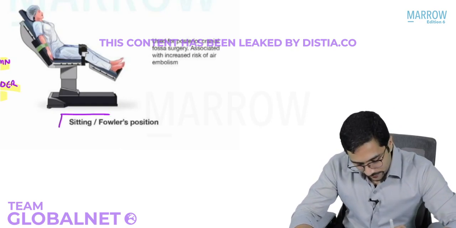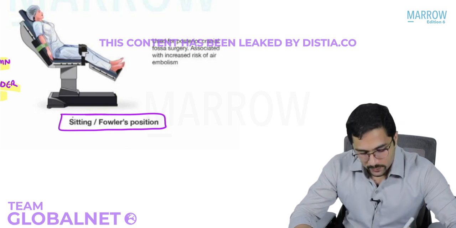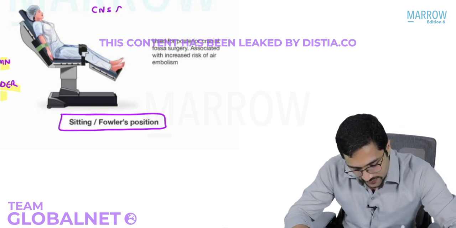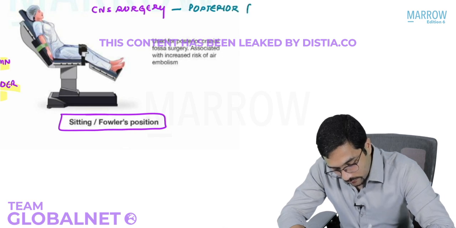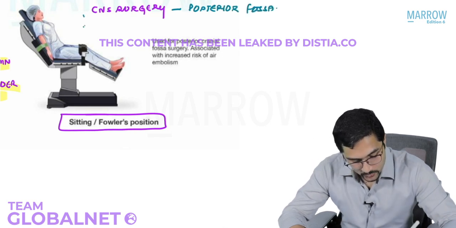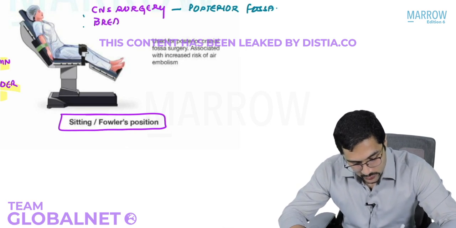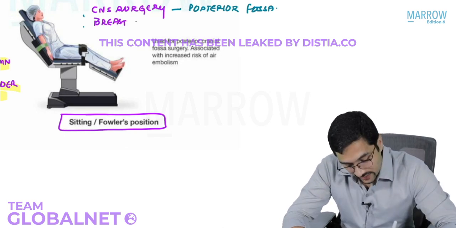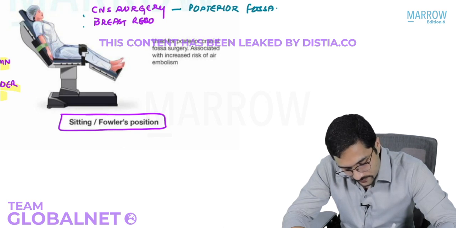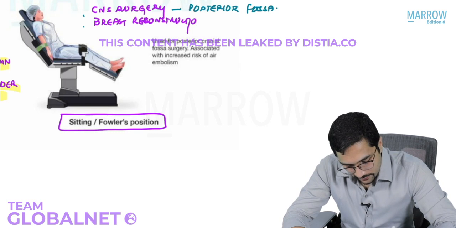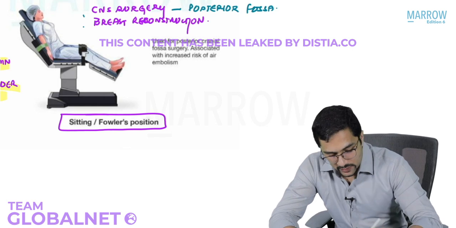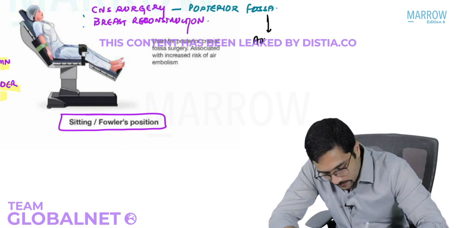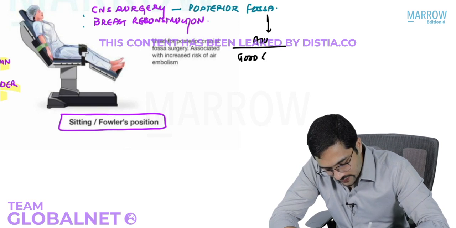Now, this is the sitting or the Fowler's position, and this position is best for CNS surgery. And which CNS area? This is good for posterior fossa because it gives us good exposure. Some people like to use this for breast reconstruction as well, to see how the breasts are looking after reconstruction. Now, the advantage of the sitting or the Fowler's position is that there is good exposure which we get in these patients.